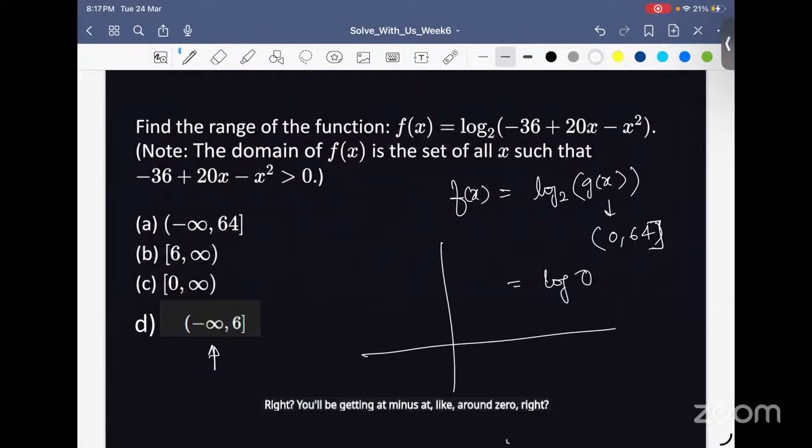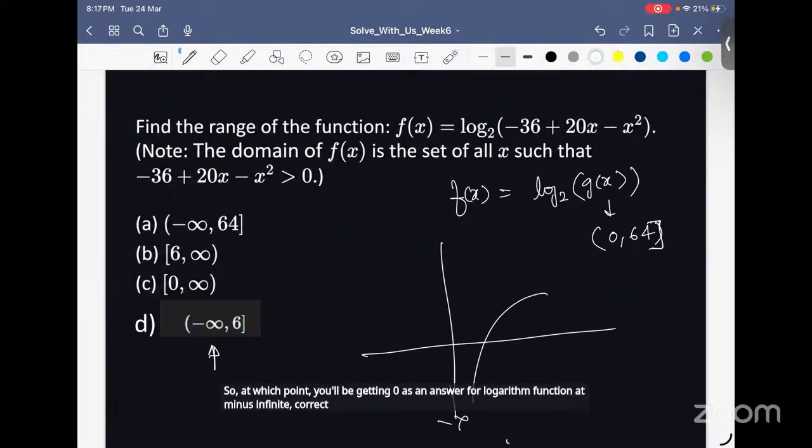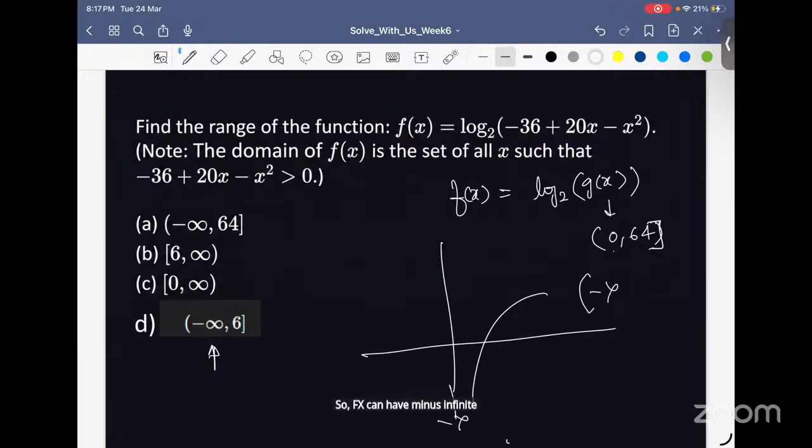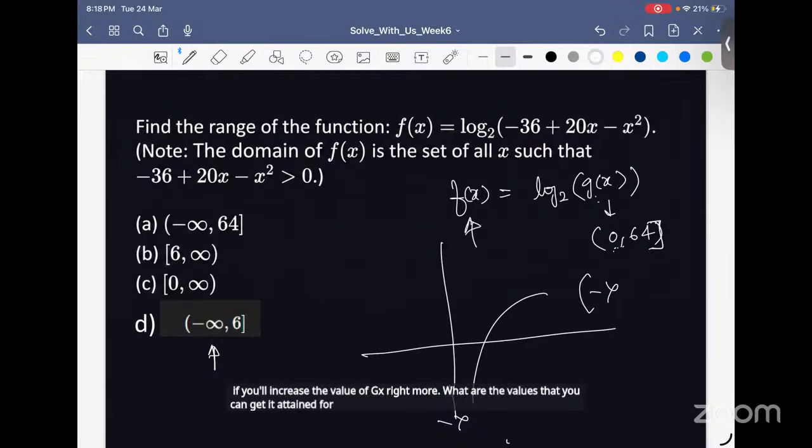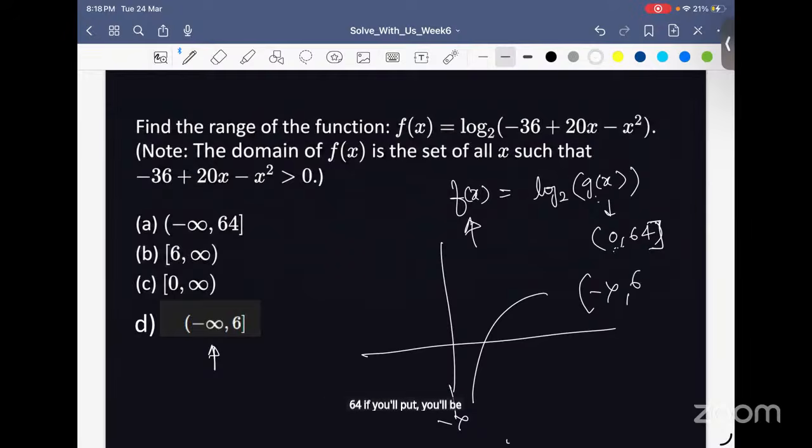So at which point will you be getting 0 as an answer for the logarithm function? At minus infinity, correct? So f(x) can have minus infinity, right? If you increase the value of g(x), what are the values that you can attain for f(x)? If you put 64, you'll be getting 6, right? Yeah, so that will be the range for this function.